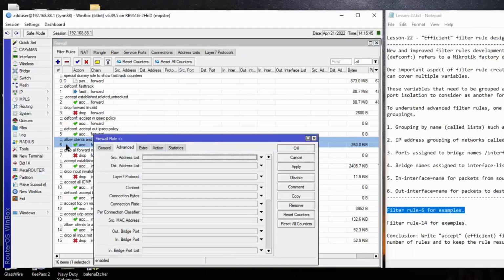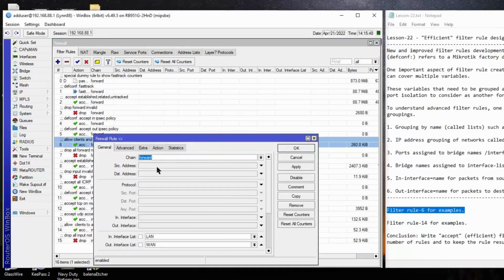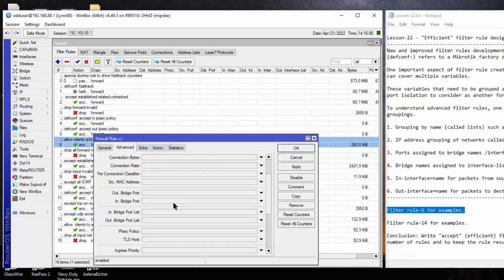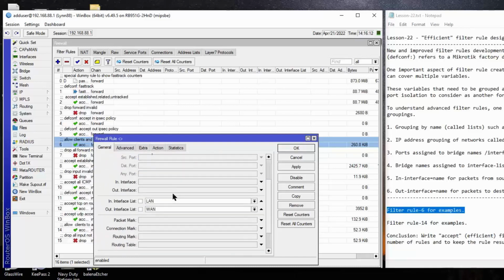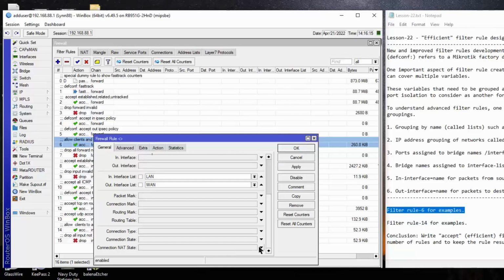So what's going on here? Well, under general, it's a forward chain. Down here the in interface is the LAN and the out interface is the WAN. So if those conditions are met by the packets, if it's coming in from the LAN and destined to go out the WAN, then that meets that condition. There are no other conditions, including tracking conditions down here at the bottom, should say connection states. So there's no other conditions. It's just if it's from the LAN, it's going out to WAN, and that's no problem. So we accept that.